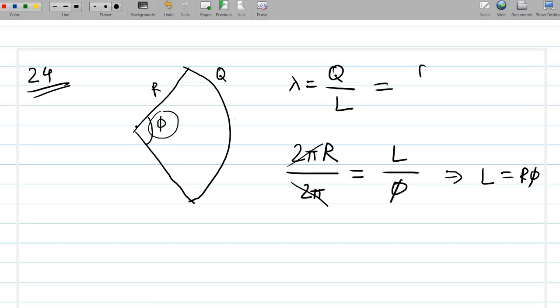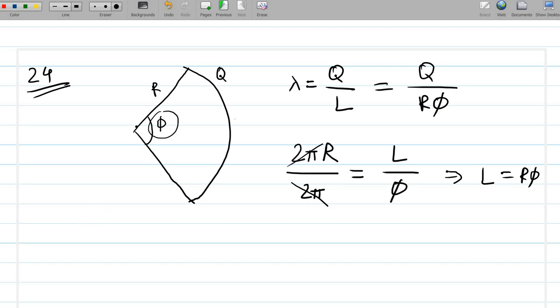So lambda is going to be Q divided by r phi. And this lambda is constant because Q is constant, R is constant, and phi is constant. And the distribution has been performed uniformly. That's the most important thing. If it's not a uniform distribution, then we cannot say the density is constant.